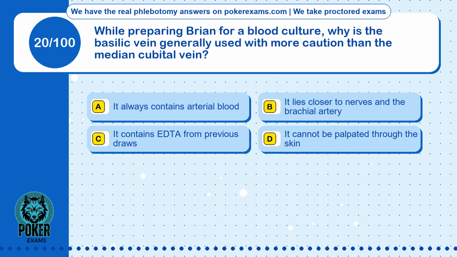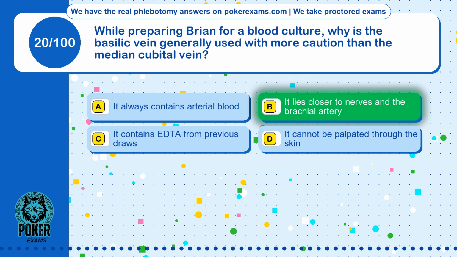Question 20. While preparing Brian for a blood culture, why is the basilic vein generally used with more caution than the median cubital vein? Option A. It always contains arterial blood. Option B. It lies closer to nerves and the brachial artery. Option C. It contains EDTA from previous draws. Option D. It cannot be palpated through the skin. The correct answer is option B.